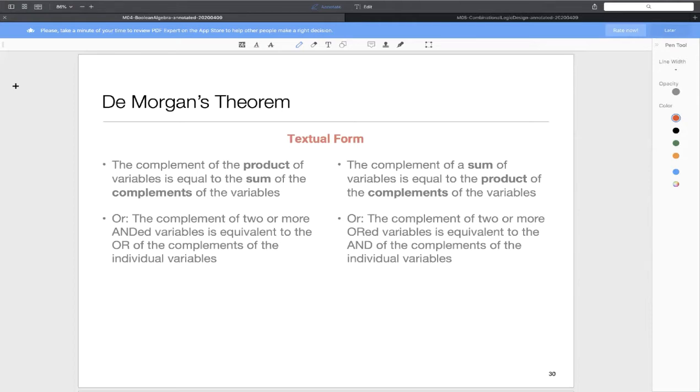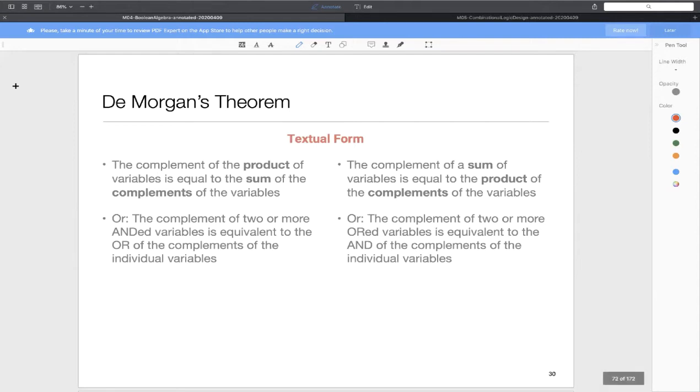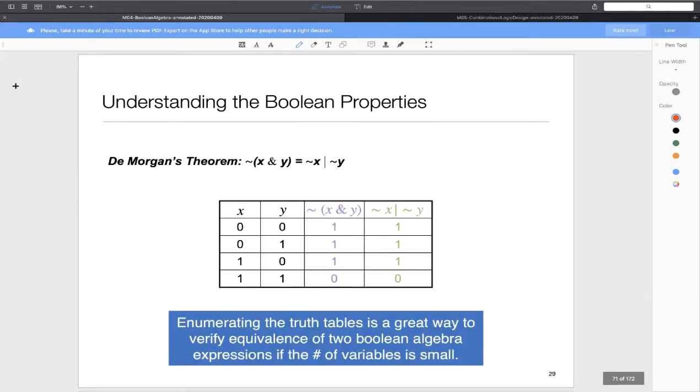Now, going back to De Morgan's theorem in its textual form, it's basically saying that I can switch back and forth between an AND and an OR. Actually, before we move on, if I go back to this expression, what this is saying is that if I think in terms of gates, if I have a gate like this, and I'm going to use the bubble to indicate inversion, if you recall. Yeah, so this is kind of the NOT.